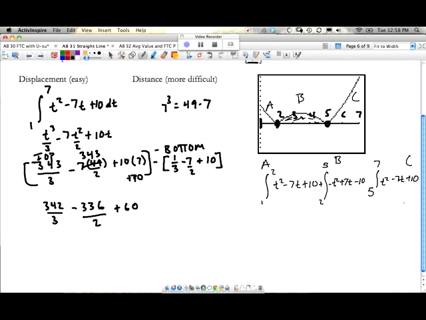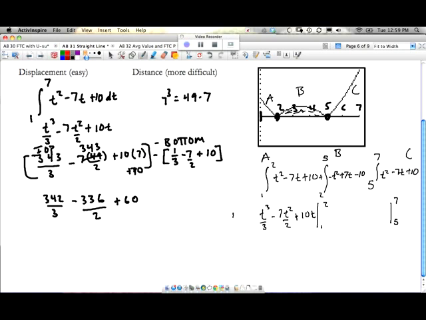Okay, so let's figure this out. Let's calculate it. If I'm going from 1 to 2 for this integral, let's take the antiderivative. That's going to give me t cubed over 3 minus 7t squared over 2 plus 10t. I'm going to evaluate that from 1 to 2, but then I'm also going to do the same from 5 to 7.